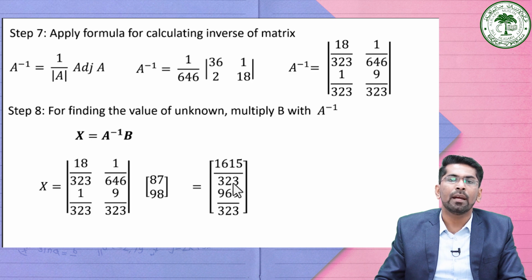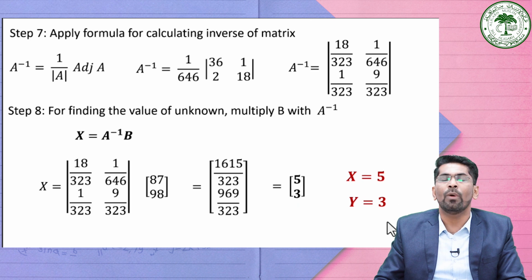If you multiply and simplify it, it will become 1615 divided by 323. Similarly, if you multiply the second row with this particular column, then it will become 969 divided by 323. Simplifying by dividing these terms, 1615 divided by 323 is equal to 5, and 969 divided by 323 is equal to 3. What do these values represent? These are the values for the unknown variables, that is x and y. So here x is the first element and y is the second element. So x is equal to 5 and y is equal to 3.